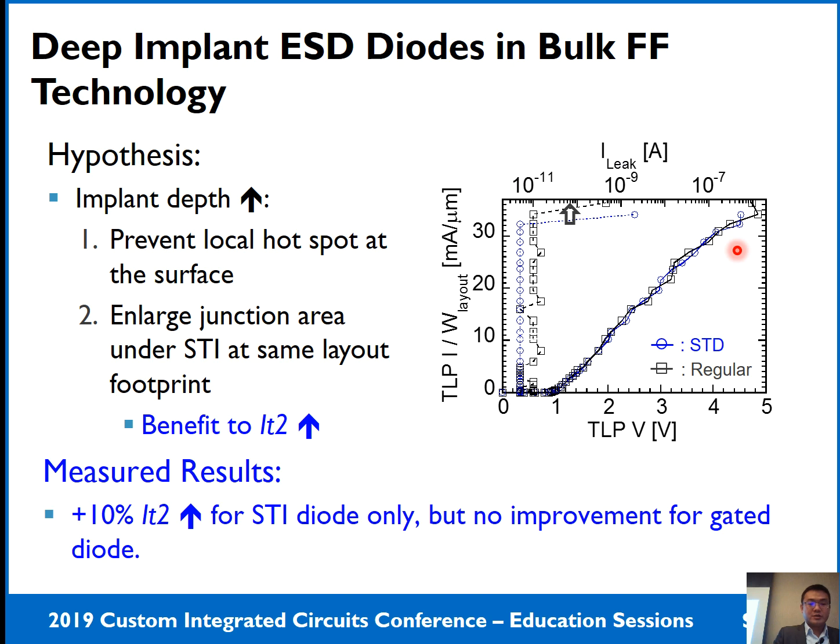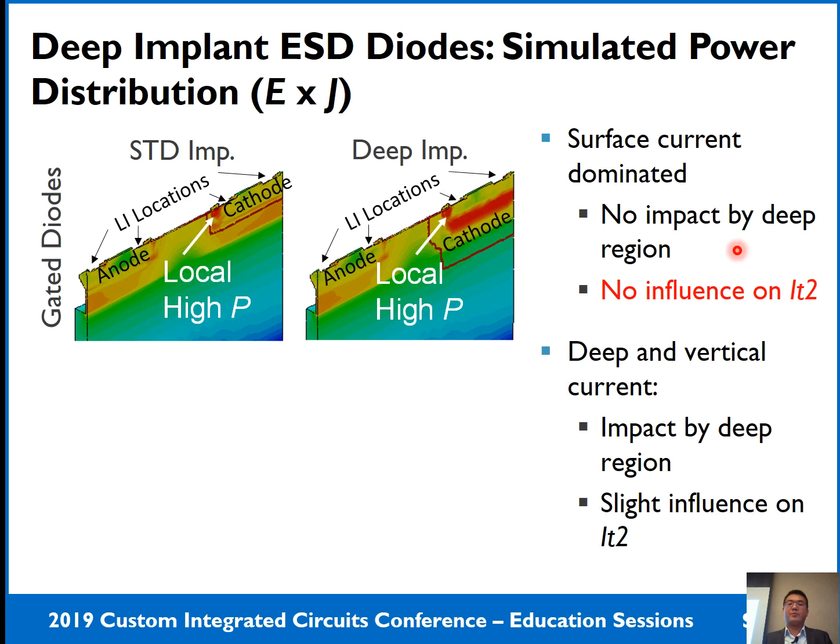However, the measurement result again shows only a 10% increase for the STI diode, and even worse, no improvement for the gated diode. The reason again can be attributed to the different current distribution in these two different diode structures. In the gated diode, the surface current will dominate, so it will be less impacted by the deep junction region. So there's no influence on the IT2.